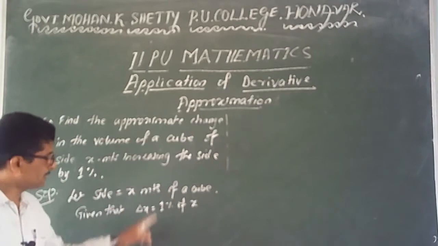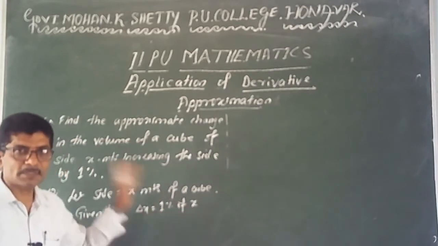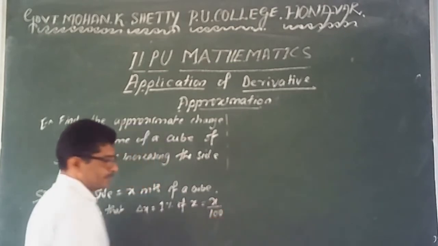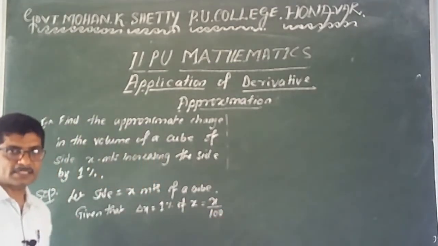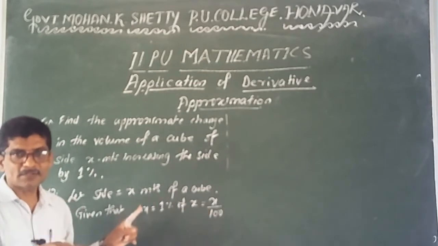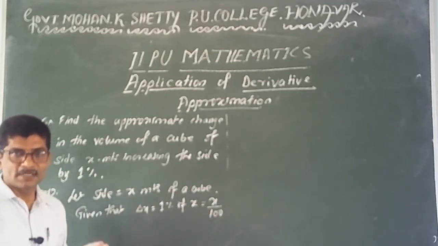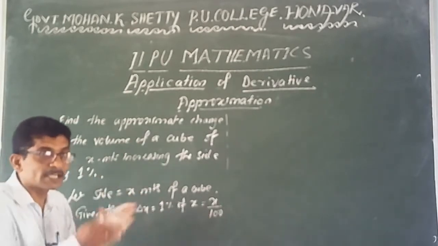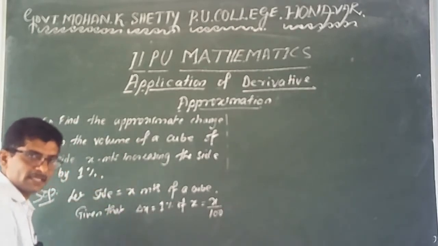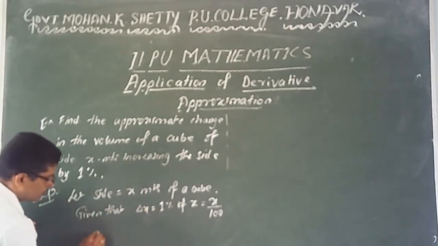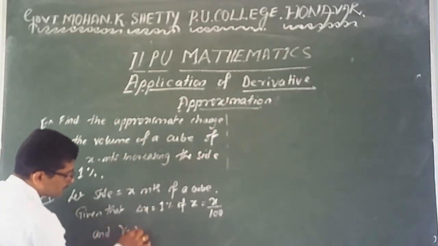X meters is increasing by 1%. It means x divided by 100. The side is increasing. Whatever it is, it is increasing by 1%. If it is 10, 1% of it is the increase in side. If it is 20, 1% of that. If it is 100, 1% of that is the increase. It is increasing. It's clear? Then find the approximate change. And you know that V means volume.